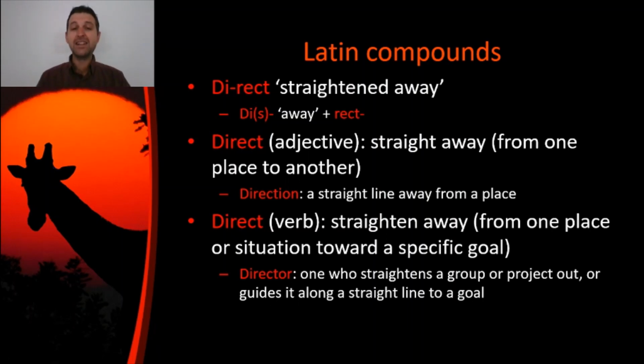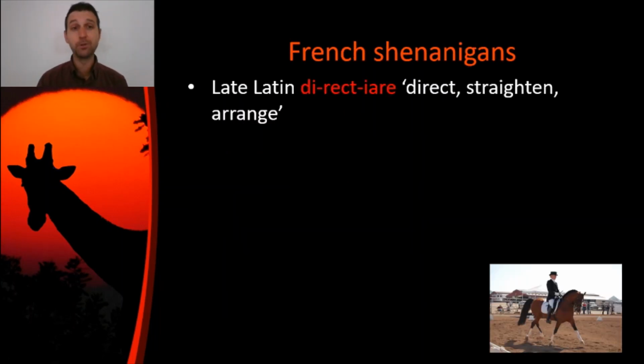If you are a director, you are somebody who directs something, and you may not be literally directing people in a specific direction on the compass, but you are directing them in a specific direction toward a future goal. So it's less spatial and more temporal when you do that, but you can see how that would be a word that comes from this Latin compound that means to straighten somebody away from one situation toward a particular, hypothetically better situation, a goal that you are trying to get to.